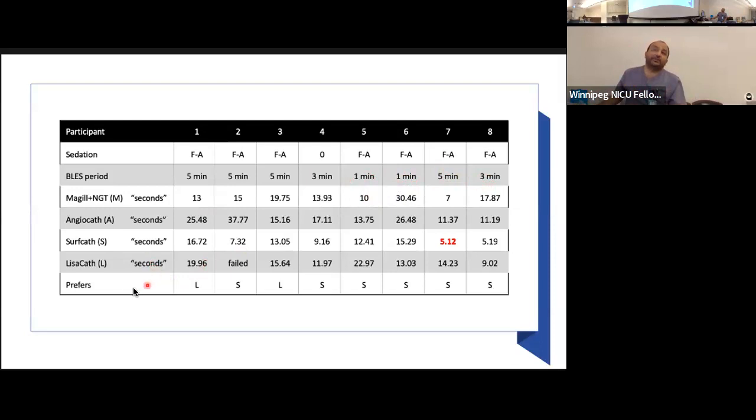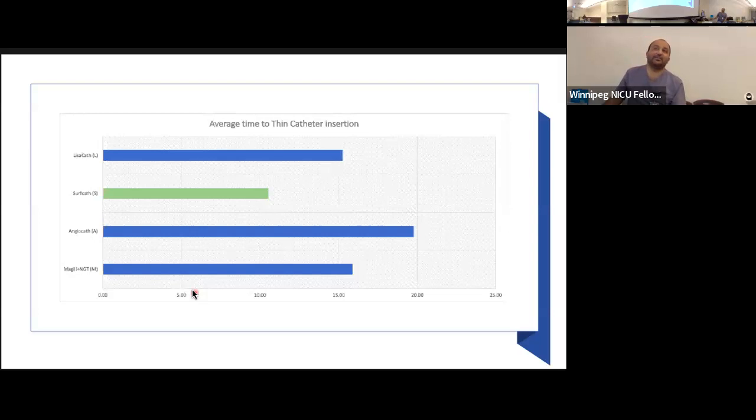After doing the simulation, what every participant would prefer to do, most of them answered with a SurfCath, 2 with the Bliss cath or the LISA cath. So no more NG cath, no more NG tube is preferred. The specialized catheters are more preferred.